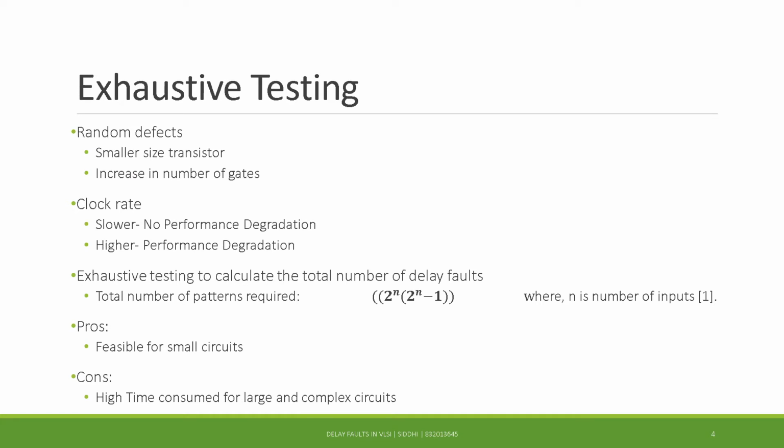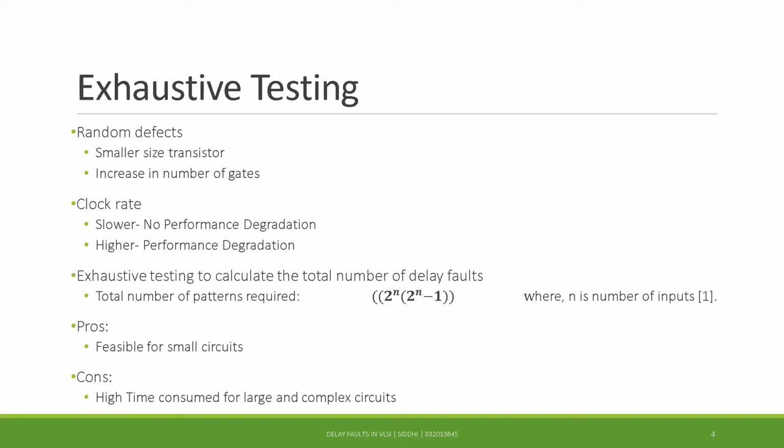Exhaustive model. The size of the transistor is shrinking and the number of gates is increasing, which gives rise to random defects. Presence of these defects in small number will not hamper the circuit performance at slower clock rates. But at higher clock rates, they degrade the performance of the circuit without altering the circuit functionality. These defects are called delay defects.